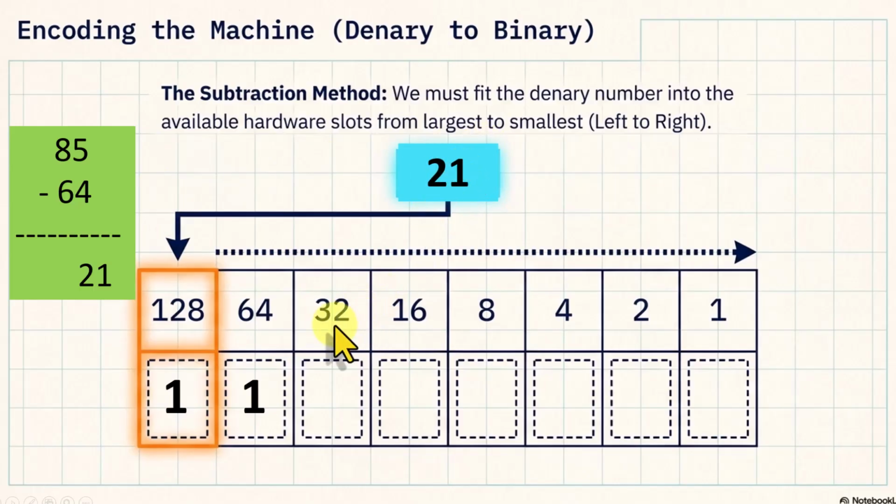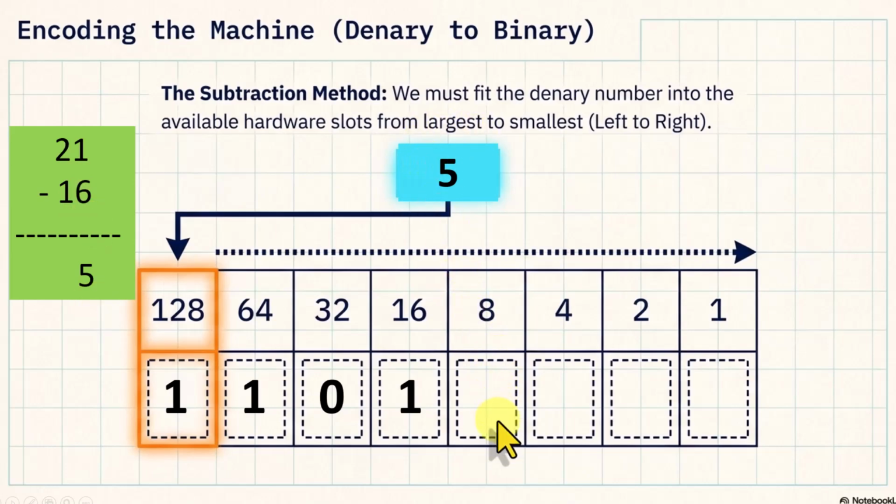Now out of 21, can I make 32? No, I cannot, so that will be 0, and because it is 0, no subtraction. Now out of 21, can I make 16? Yes, so that will be 1, and 21 minus 16 is 5. So we have 5.